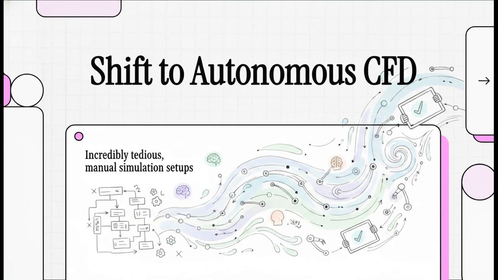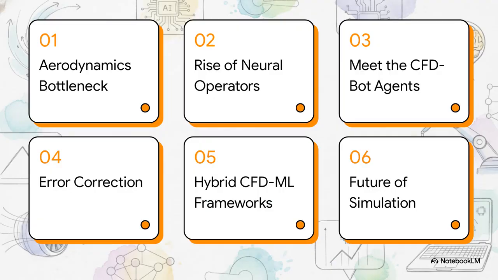We're diving straight into a massive transformation happening in engineering right now. It is absolutely incredible to see how artificial intelligence and neural operators are completely revolutionizing computational fluid dynamics. We are literally watching the industry move from incredibly tedious manual simulation setups straight into a brand new era of autonomous, self-correcting workflows. Here's our roadmap for today.